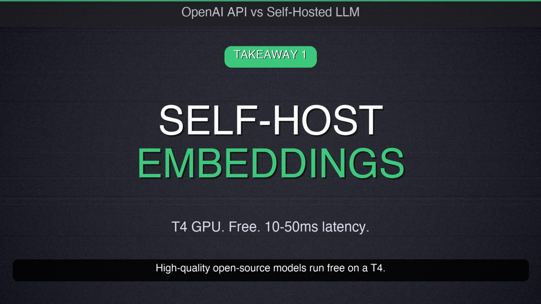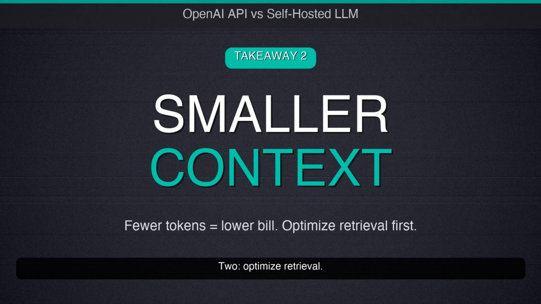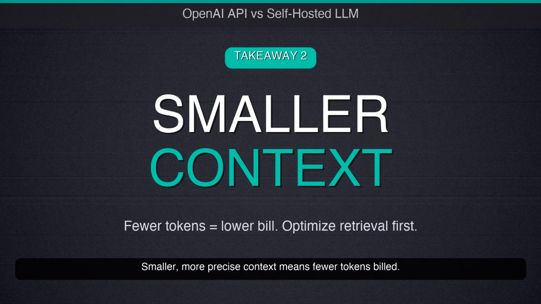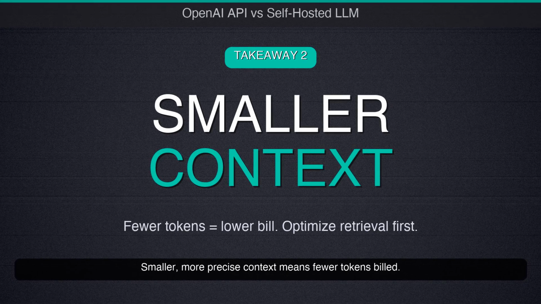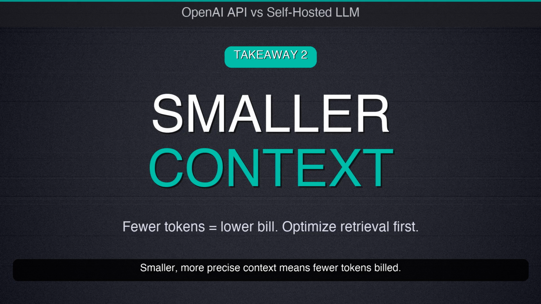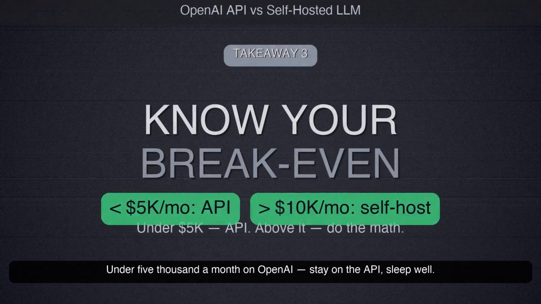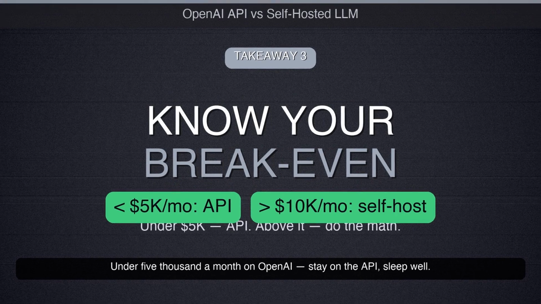Three takeaways. One, self-host your embeddings. Drop that $1,400 a month to near zero. Two, optimize retrieval. Only send the smallest relevant context to the LLM. Three, know your break-even. If your OpenAI bill is under $5,000 a month, stay on the API. Above it, the math changes fast.